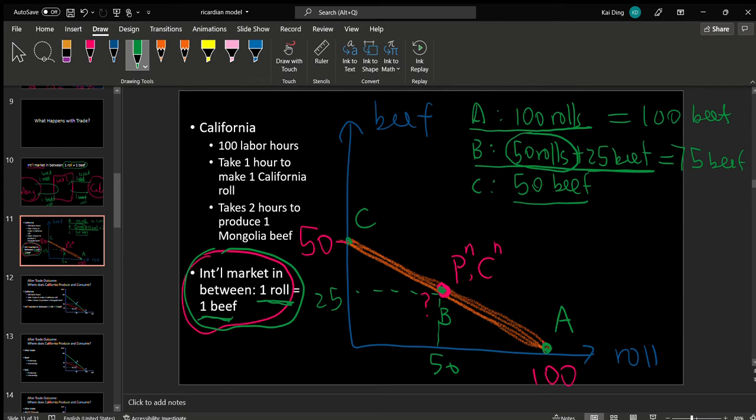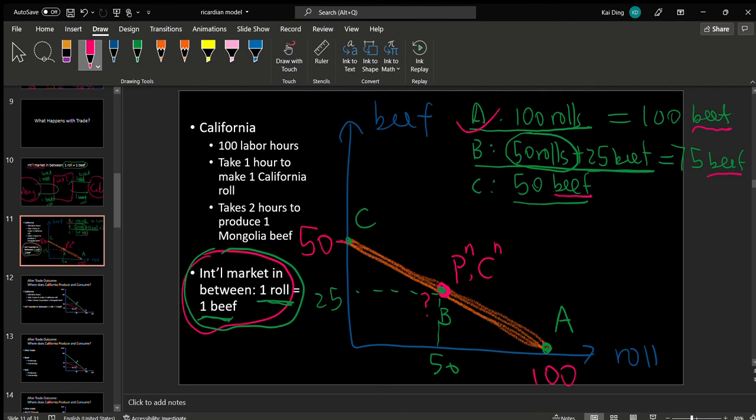When we convert A, B, C into the units of beef, we notice that A corresponds to 100 beef, B corresponds to 75 beef, and C corresponds to 50 beef. So production point A is actually the best for California.